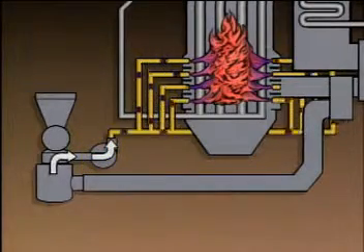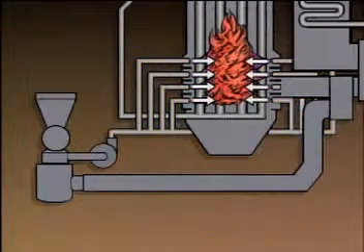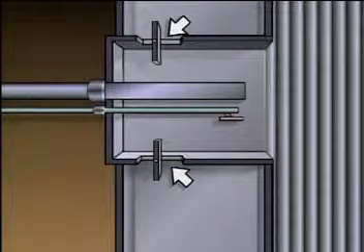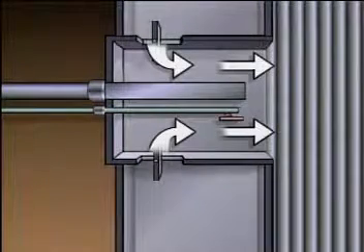The coal and primary air enter the burner through the fuel nozzle and mix with secondary air. The secondary air enters each burner from the wind box through the burner air registers. The registers cause the secondary air to swirl around, adding to the turbulence that's caused by the fuel nozzle.